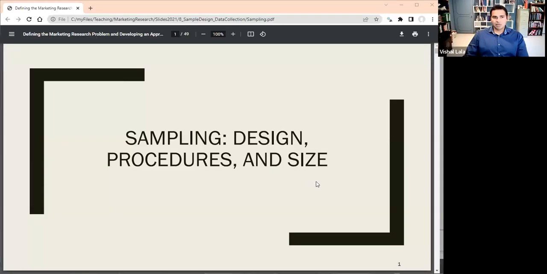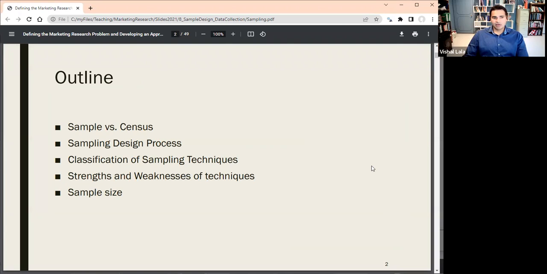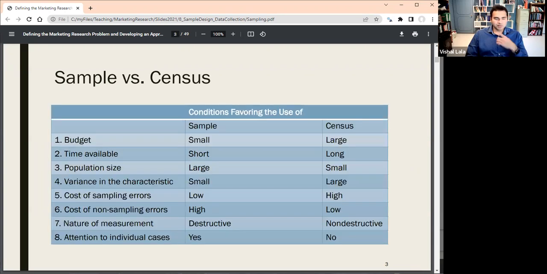Our focus here is going to be on sampling, specifically design, procedures, and size. We'll begin by contrasting sample and census, then going to sampling design process, a classification of sampling techniques, examining the strengths and weaknesses of techniques, and lastly, evaluating considerations of sample size.